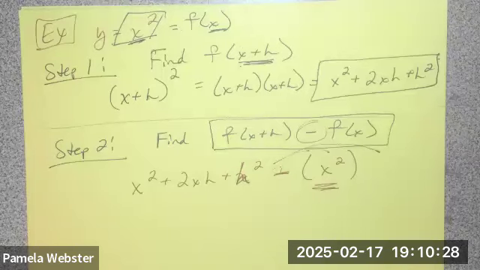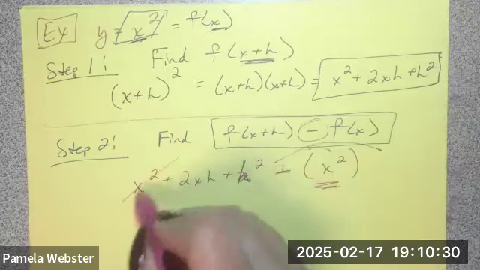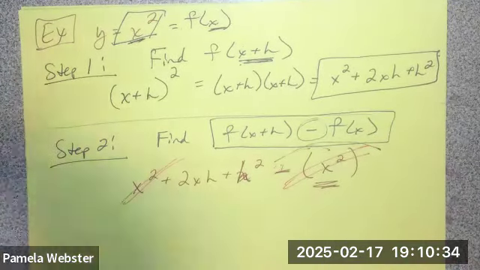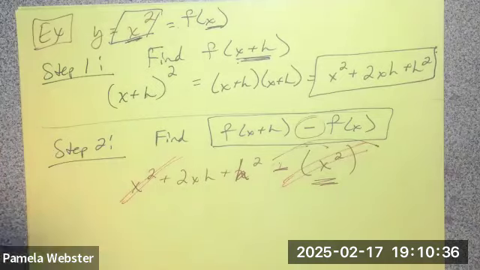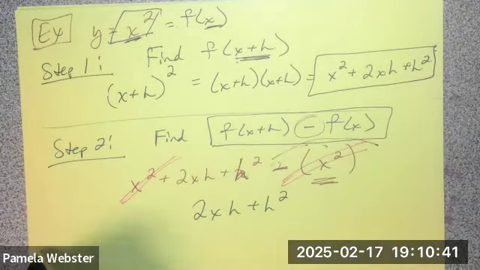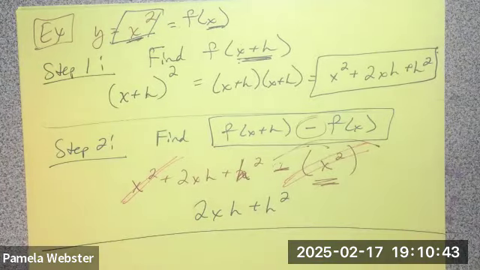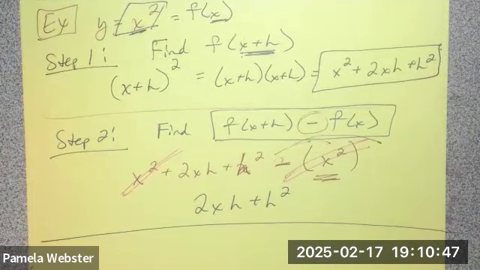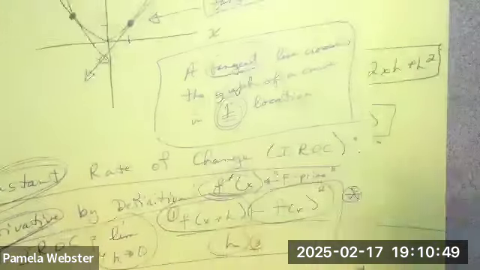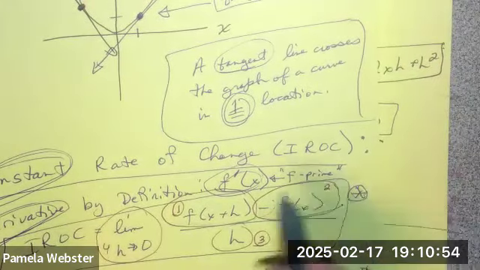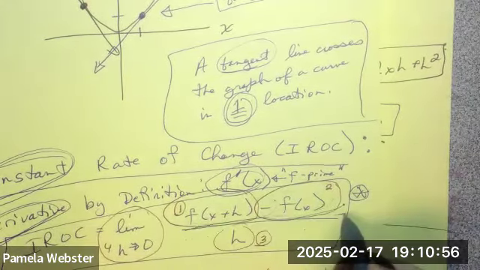I can very quickly say, oh, look, I can simplify that. Those will go away. And what we get here is 2xh plus h squared. So you're not done until you've cleaned it up a little bit and simplified it. Let's come back here. We did step 1. We've subtracted this guy. That's step 2. Step 3 is divide all that by h. That's step 3.